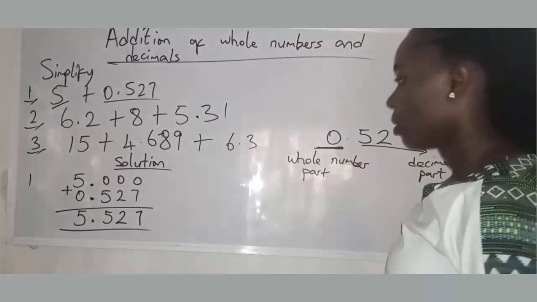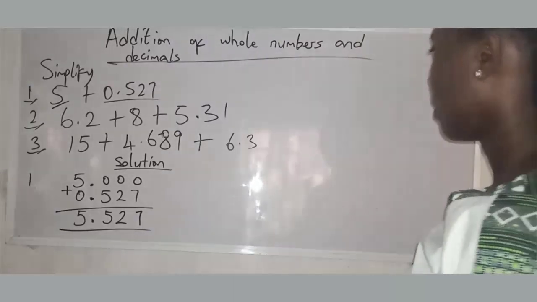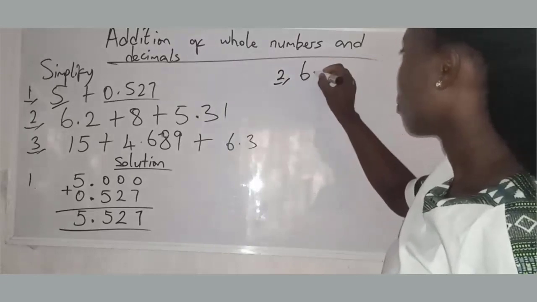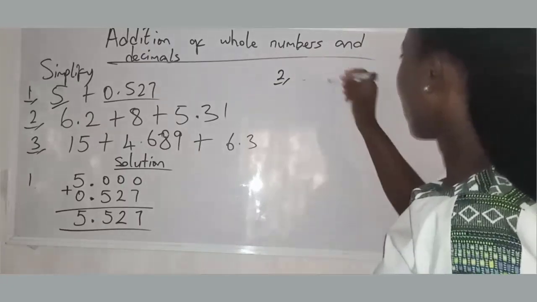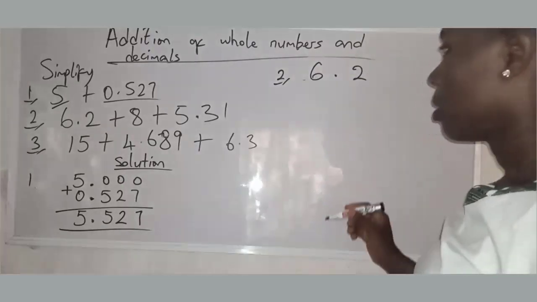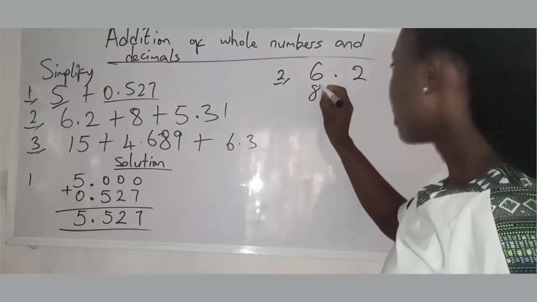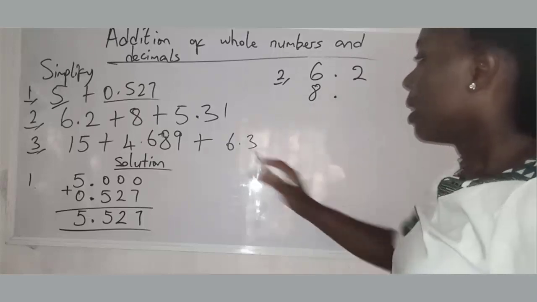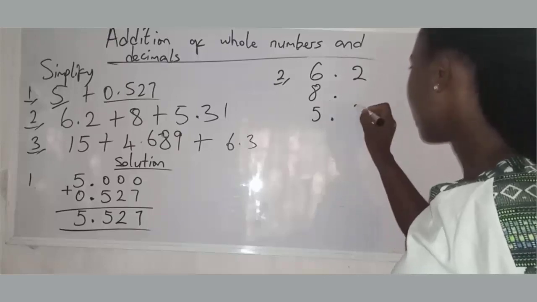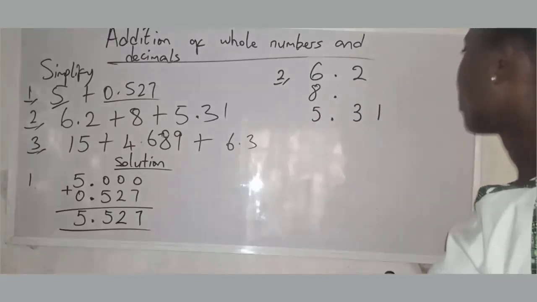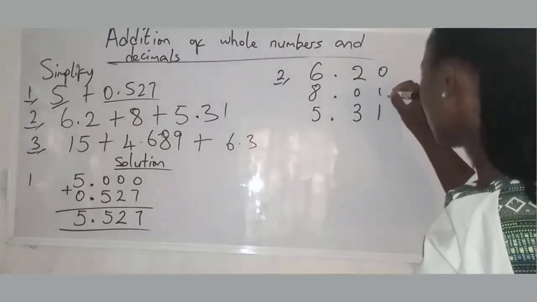Alright, let's see number 2. We have more decimals there than whole numbers. Number 2, we have 6.2. I'd rather place them directly. I have 6.2. 8 is a whole number. I won't put it here. I'll put it under the whole number part, which is 8 point. We have 5.31. I'll put my 5, I'll put my point, 3, and 1. So what happens to these empty spaces? I'll simply put zeros. 0, 0, 0.